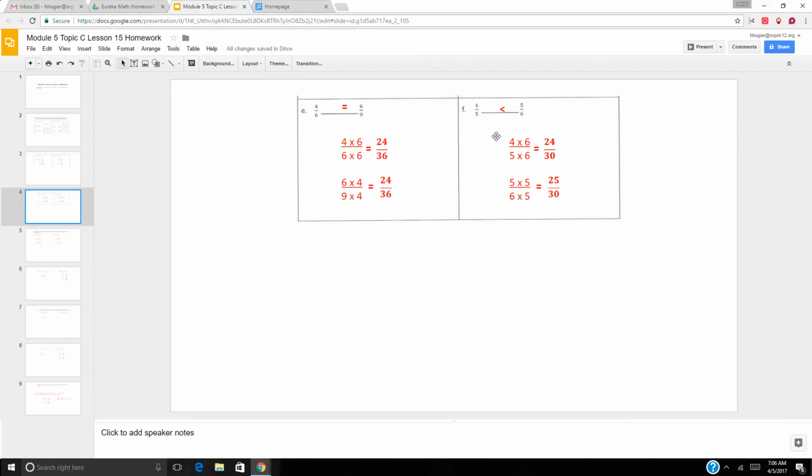Who knew? We have 4/5 and 5/6. And I know that 5 and 6 both have 30 as multiples. 5 times 6 is 30, so 4 times 6 is 24. 6 times 5 is 30. 5 times 5 is 25. So 24/30 is less than 25/30, which means 4/5 is less than 5/6.